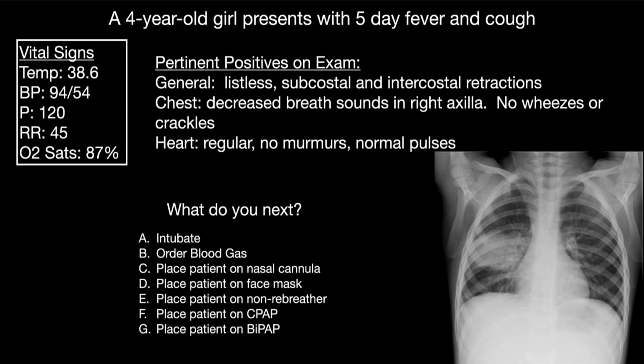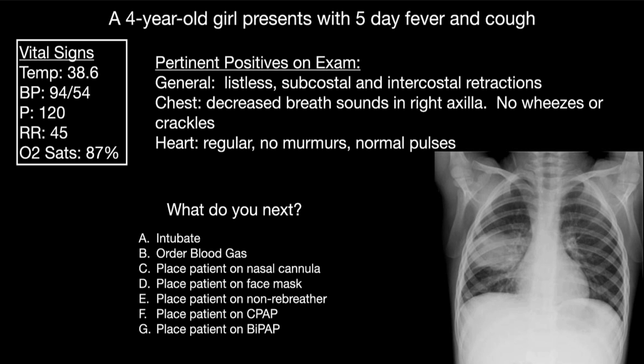Let's go back to this girl. Now, she comes in and she's got 5 days of fever and cough. Her temperature's the same, her blood pressure's the same, her heart rate's about the same, but her respiratory rate is 45 times per minute. That's crazy fast. That's twice normal. Her oxygen saturations are 87%. And when I look at her, she's listless, meaning she's not alert. She's just laying there. She's got subcostal and intercostal retractions. What do I mean by subcostal and intercostal retractions and listlessness?